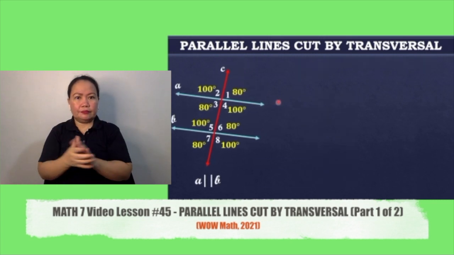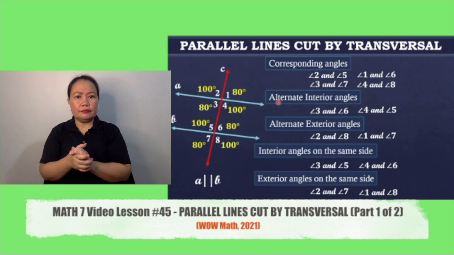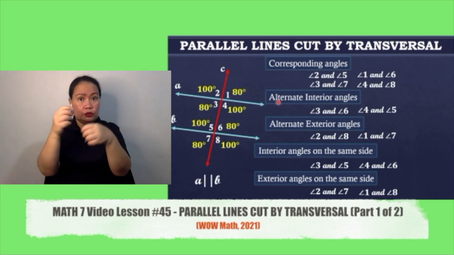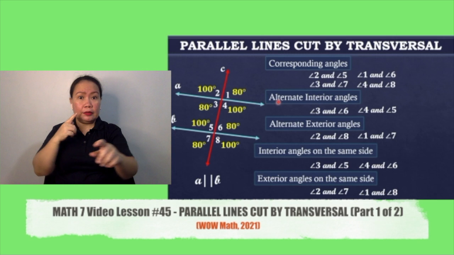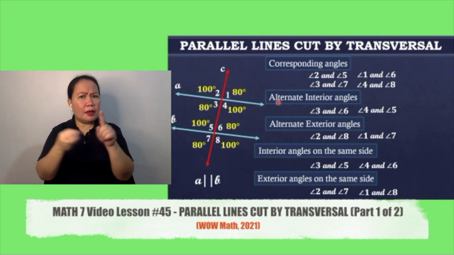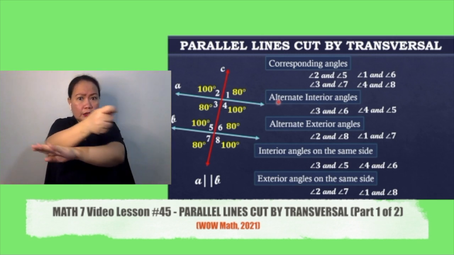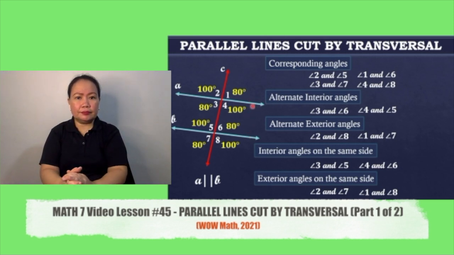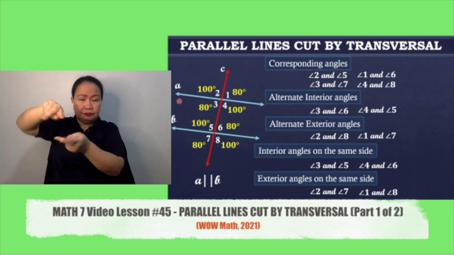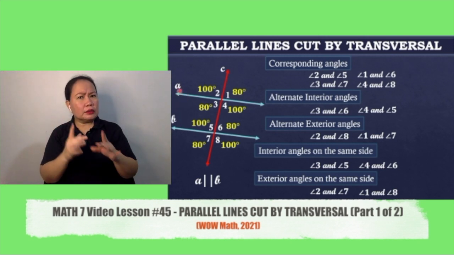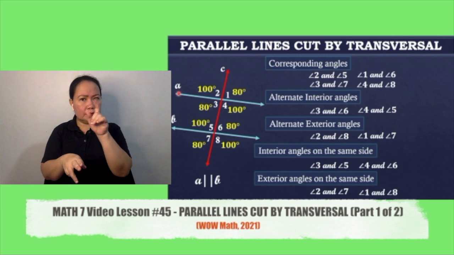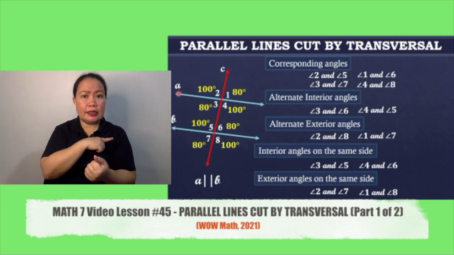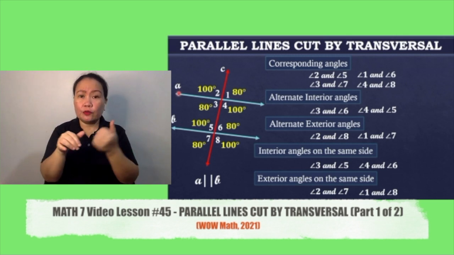Okay, so, isa-isahin natin. Kanina, inisa-isa natin yung mga angles formed by a transversal. Now, anong meron kapag yung kinat ng transversal natin ay parallel lines? Kagaya nito, hindi na lang siya basta two coplanar lines. Ang kinat niya na ay parallel lines. So, there is something special with this, na makakatulong sa atin sa paghahanap ng measures ng ibang angles.